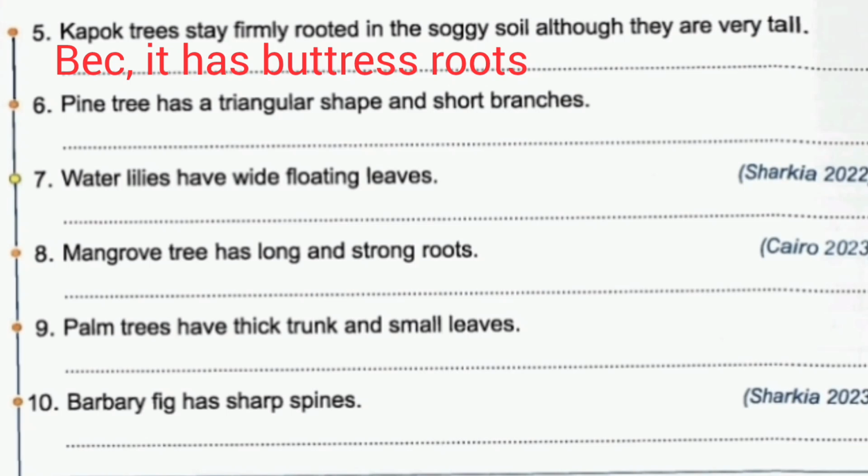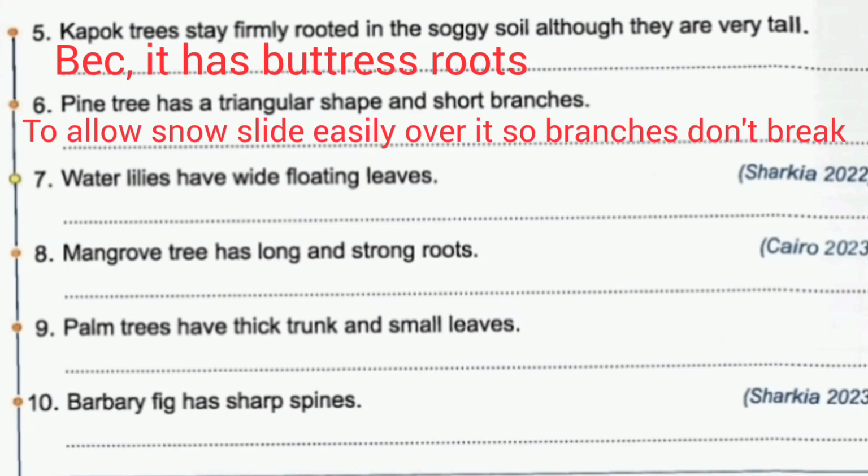Number 6. Pine tree has a triangular shape and short branches to allow snow slide easily over it so the branches don't break. To allow snow slide easily over the branches.